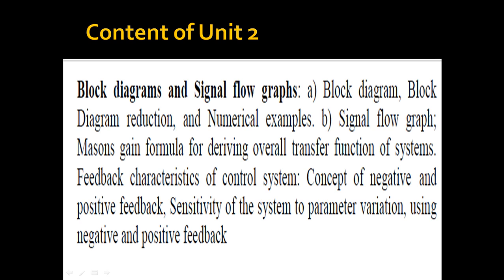This chapter is divided into two parts. In A we are going to discuss block diagram reduction and numerical examples. In B we are going to discuss signal flow graph, Mason's gain formula for deriving overall transfer function of systems, feedback characteristics of control system, concept of negative and positive feedback, sensitivity of system to parameter variation using negative and positive feedback. This feedback characteristics we have discussed in unit 1 also.